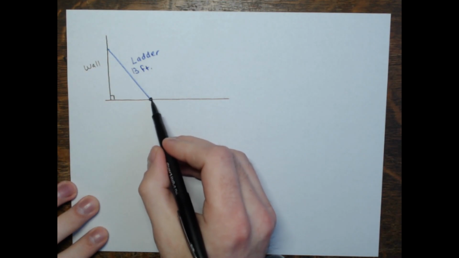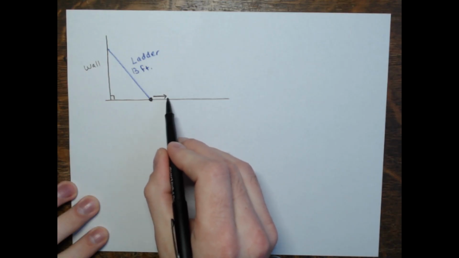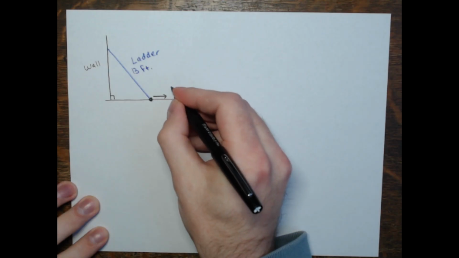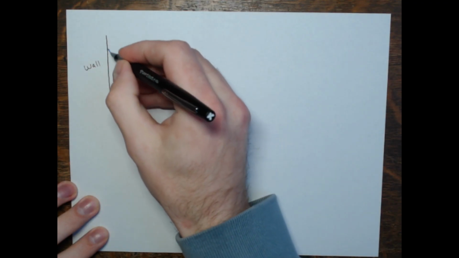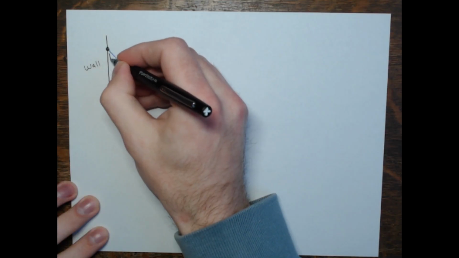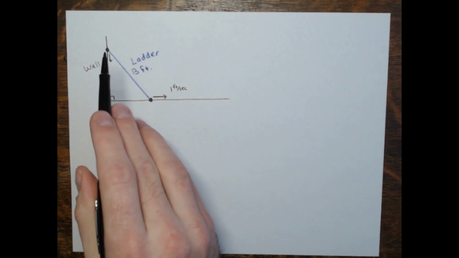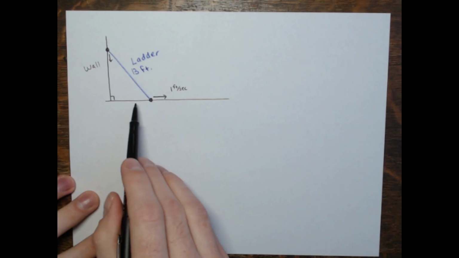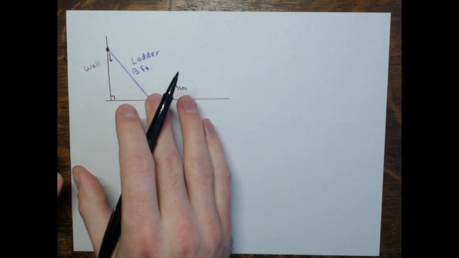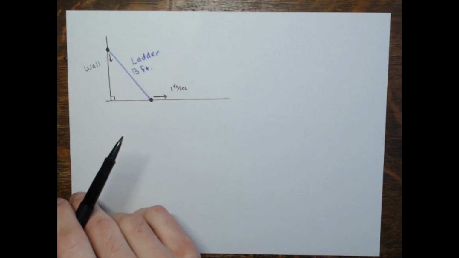Now, this point at the bottom, they're telling us, they say we're pulling the ladder away from the wall at 1 foot per second. So if that happens, the top of the ladder would slide down the wall, right? If I pull this away from the wall, the top of the ladder would slide down the wall. So they're asking us how fast is that happening at the moment when the bottom of the ladder is 12 feet from the wall. So just like all the other problems, I'm going to try to identify quantities that are changing as time goes on.